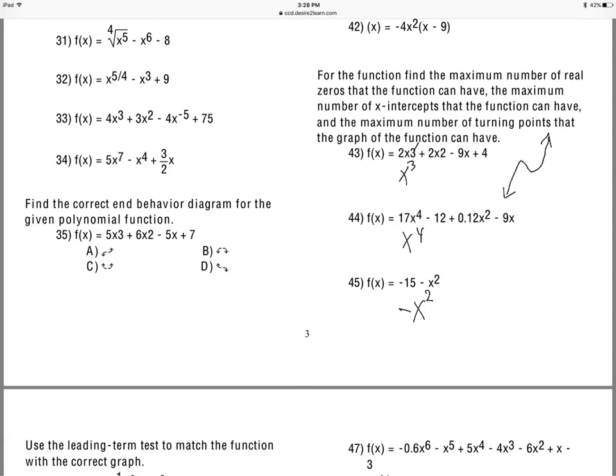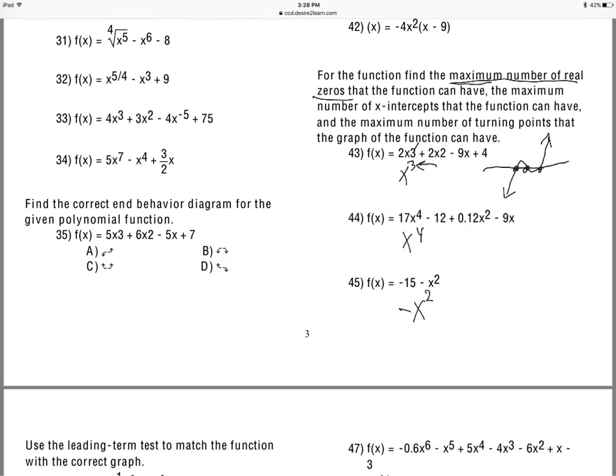In other words, if you were to put the x-axis on here, they would have 1, 2, 3. The maximum number of real zeros would be 3. And again, the main thing is because it's an x cubed, okay? So that's maximum number of x-intercepts is also 3. It's just different terminology. Zeros, x-intercepts, okay? So that's 3 because it's x cubed.